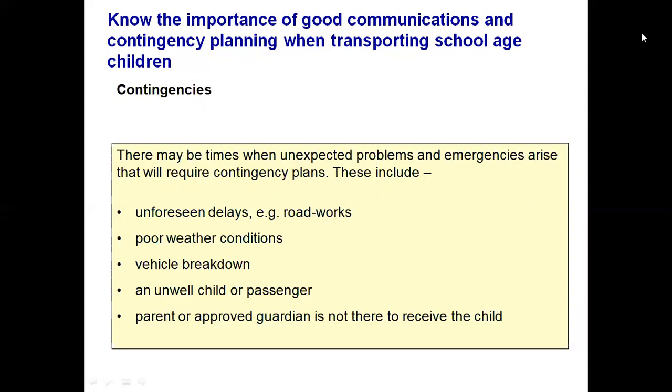Parent or guardian might not be there, but a sibling might be there, an elder sibling. Depending on the age, once again, you would have to get LEA approval before you drop that child off.